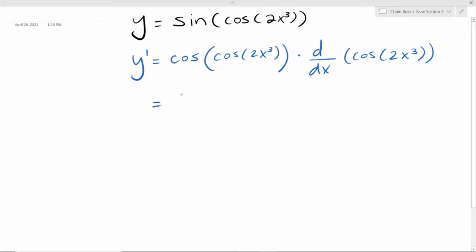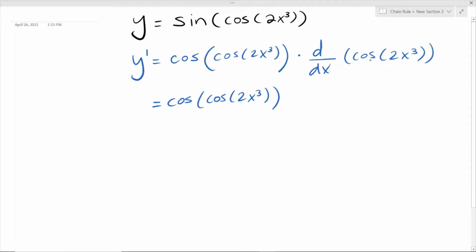So carrying on, we just copy this, and then times the derivative of this. So derivative of cos, right? We need to find derivative of cos. This is the bigger function, okay? And then the inside is 2x cubed, okay? That's tiny, okay? That's the internal function.